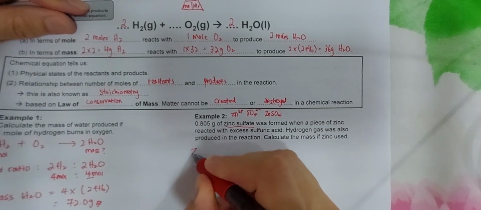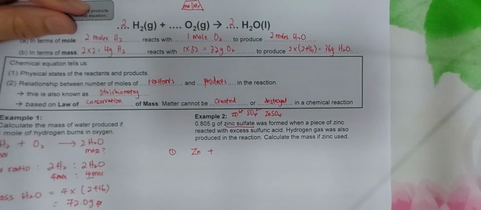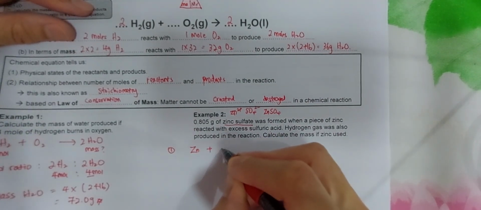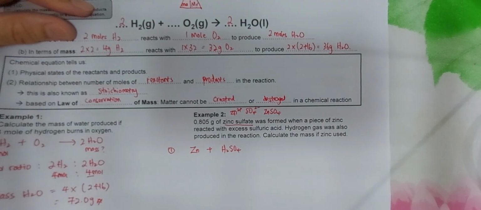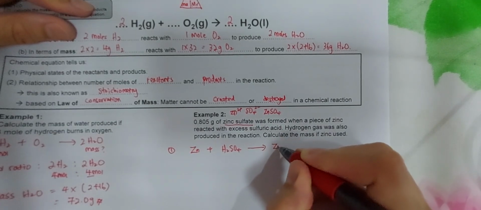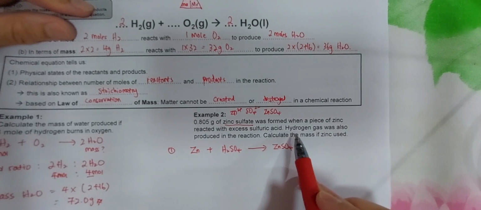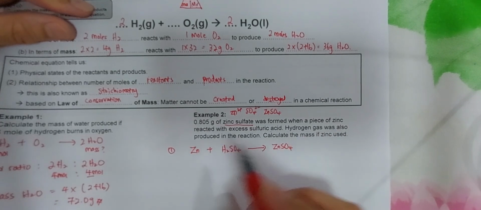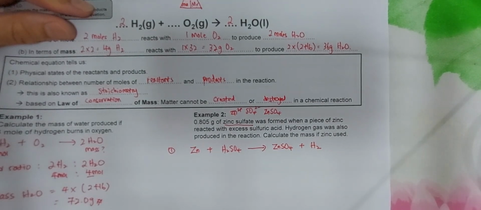So first step, write down the balanced chemical equation. Zinc, sulfuric acid. You must memorize the chemical formula for sulfuric acid. And what are the products? Product is zinc sulfate. Okay, what is the other product? Hydrogen gas was also produced. So hydrogen gas is H2, it's not H. Then we try to balance it, and it is actually balanced.